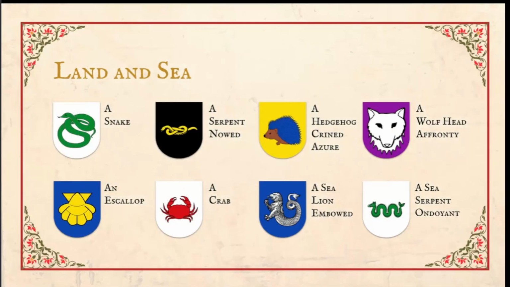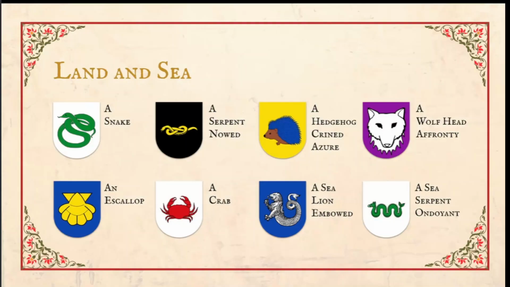Some more animals here. Snakes have a special concept called serpent nowed, meaning tied into a knot. Couple of examples of some of those special things. A hedgehog. Hedgehogs are absolutely medieval heraldry, and if you want to give their spines a different color, you can say that it is a hedgehog crined, and then the color. So, for example, a blue-spined hedgehog there. If you want to just have the head of the animal, you can do that. And where that head is pointing is also described heraldically. For example, a wolf head affronty means it is staring you in the face.